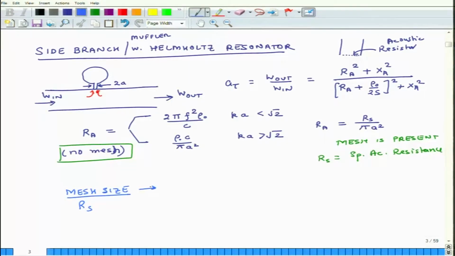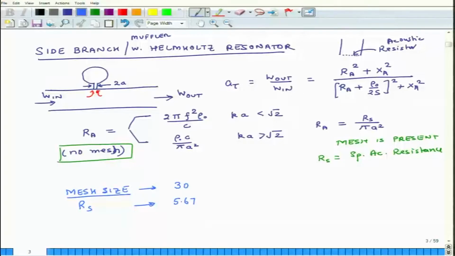I'll just make a table. If mesh size is 30, then the value of RS is 5.67. Now, what is 30? The number 30 means that in 1 square inch of area, there are 30 by 30 wires, 30 wires in each direction. It is a grid of 30 by 30. So, this tells us how closely packed these wires are in the mesh. If the mesh size is 50, that is 50 wires per inch, then this number is 5.88. If this number becomes 65, then this is 6.4.